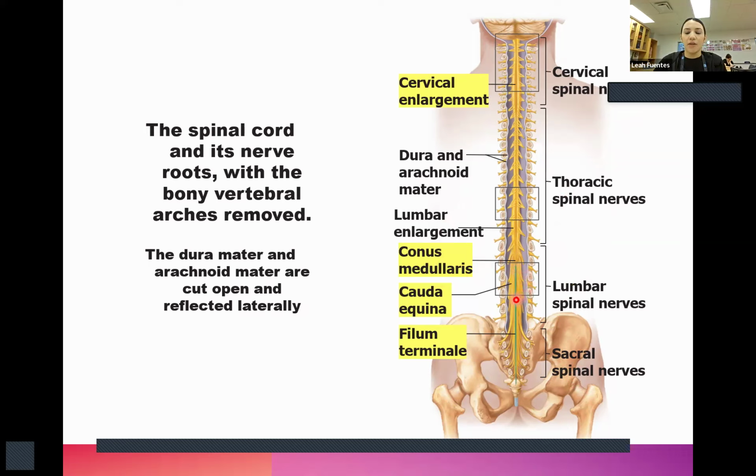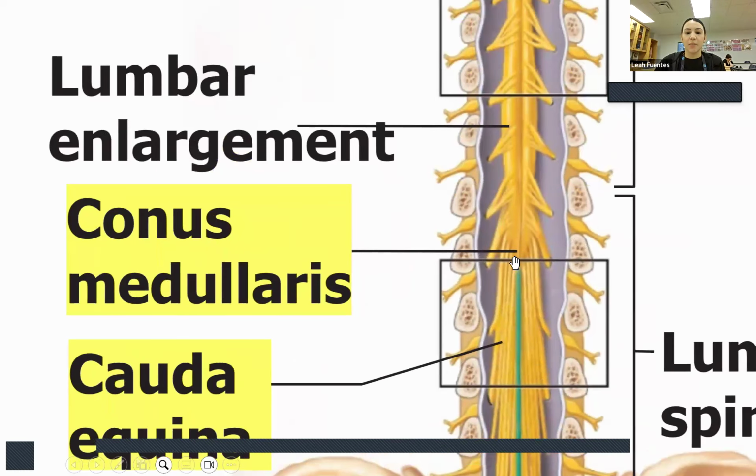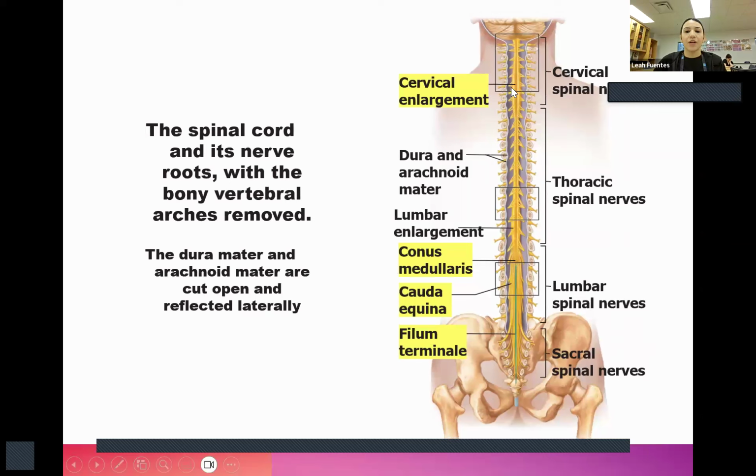Specifically, what you will be asked about is the filum terminale down here, our cauda equina, and then this conus medullaris, which I'm not sure if you can really see it, but it does have like this tapered kind of triangular shape to it. So that's your conus medullaris. Again, our cervical enlargement, lumbar enlargement, conus medullaris right here, the cauda equina, and then our filum terminale.